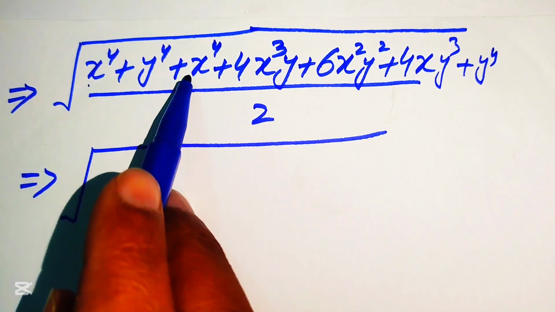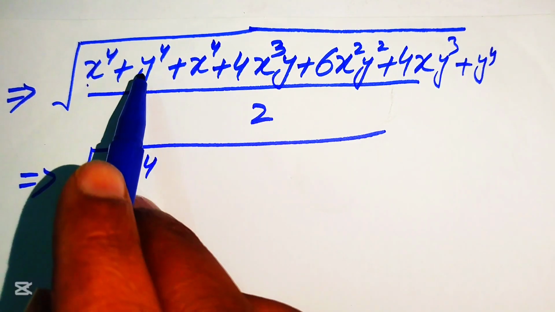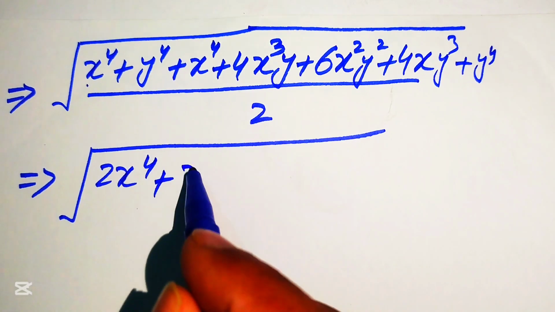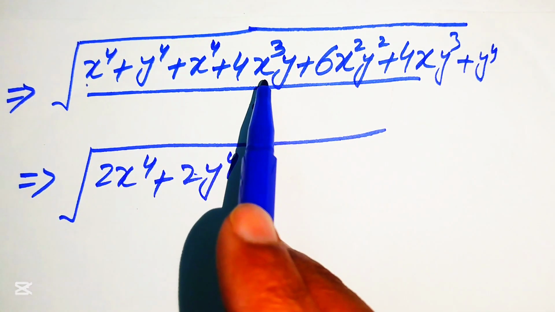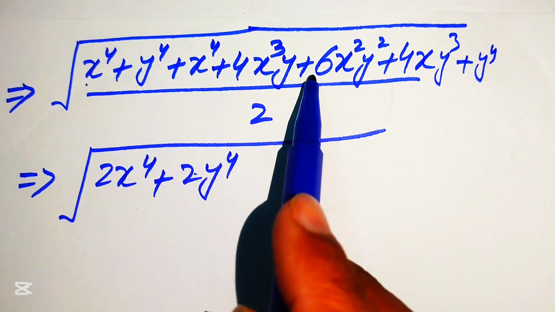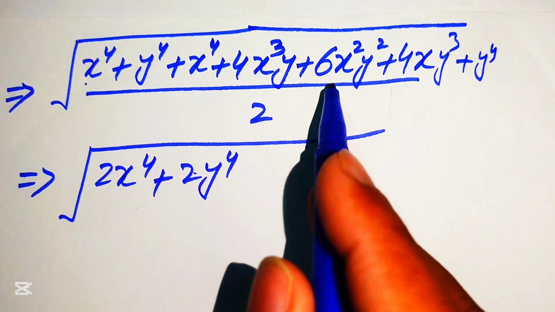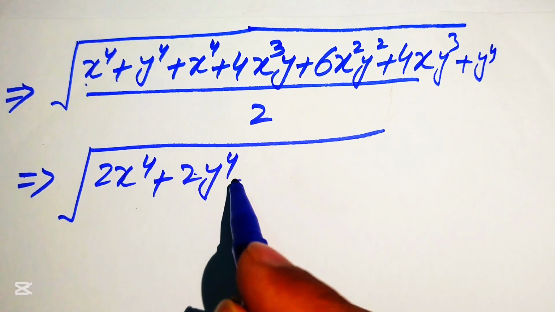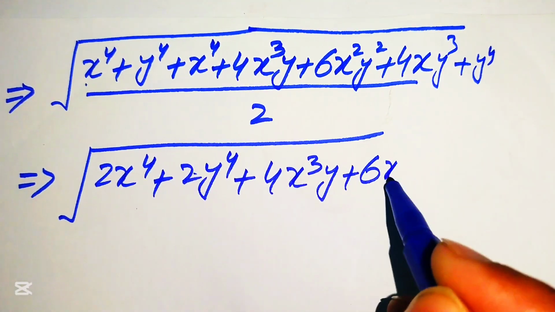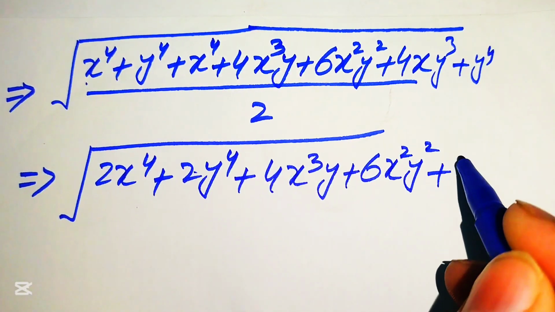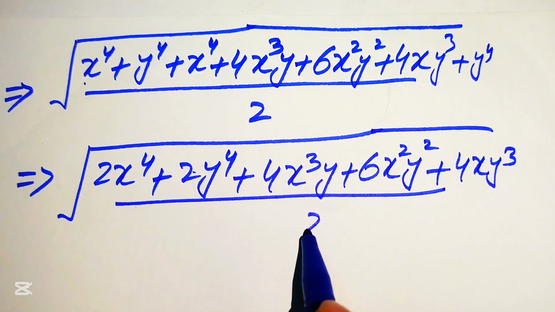So now we write this expression in this form. This is x to the power of 4 plus x to the power of 4 equals 2 times x to the power of 4. Similarly, y to the power of 4 plus y to the power of 4 equals 2 times y to the power of 4. And here we have the remaining terms: 4 times x cubed y plus 6 times x squared y squared plus 4 times x y cubed, and it is divided by 2.